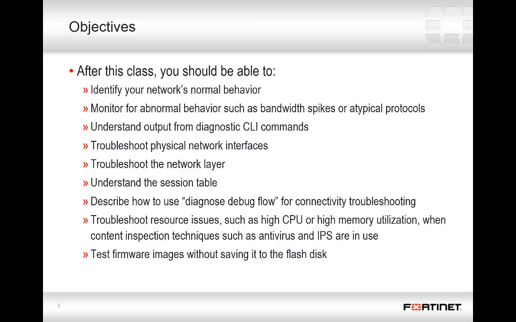After completing this class, you should have these practical skills. You should be able to determine your network baseline and read diagnostic output when your network's traffic volume or types do not conform to the baseline. You should be able to troubleshoot the physical and network layers, trace packet flow through FortiGate processing, and find the root causes of abnormally high CPU or RAM usage. Finally, you should be able to load a new firmware image for testing prior to upgrade.